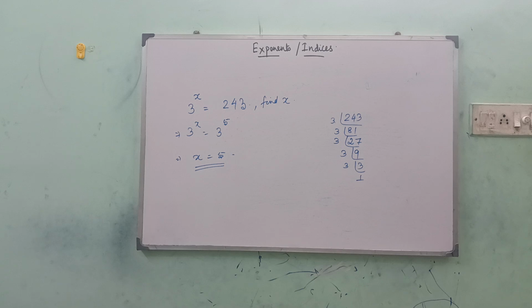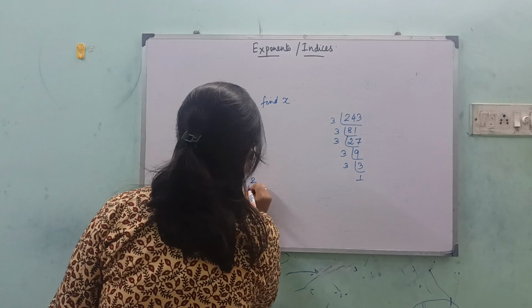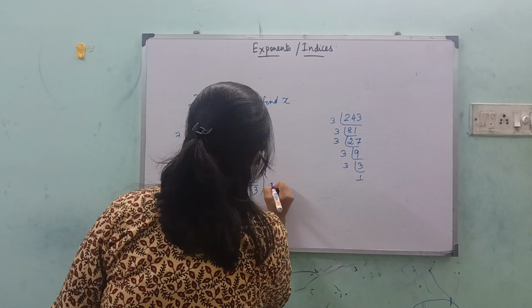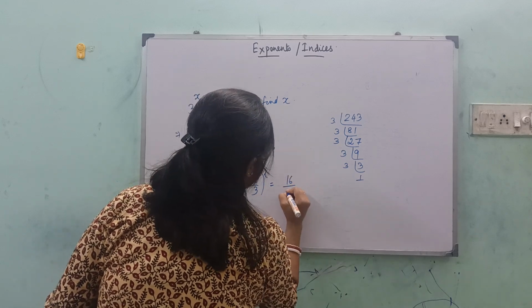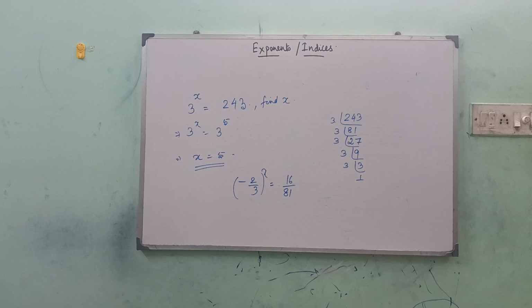Say minus 2 by 3 whole to the power x is equal to 16 by 81. Minus 2 by 3.